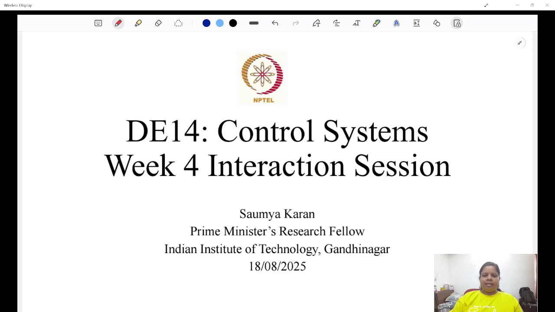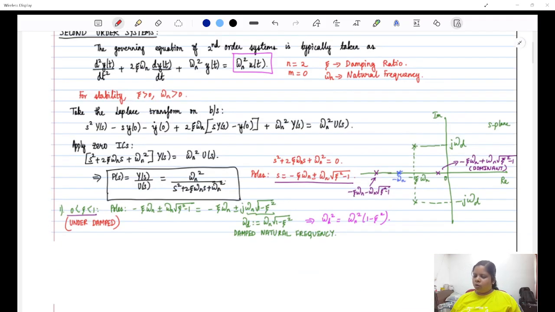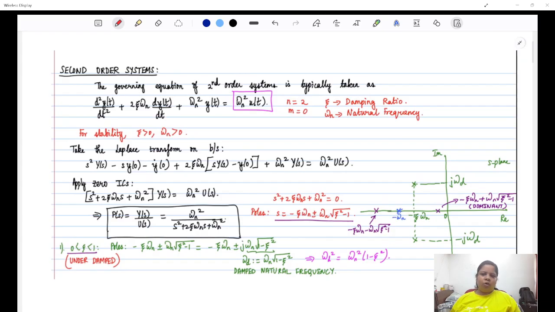Let's start with today's lecture. As you might have already gone through in Professor Shankar Ram's lectures, this is an example of a second order system.